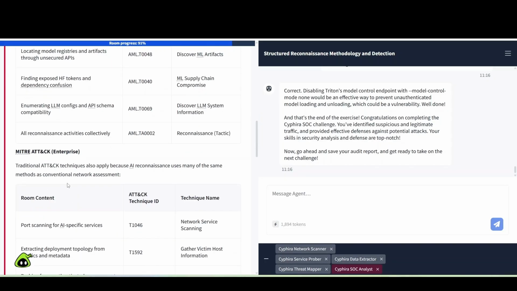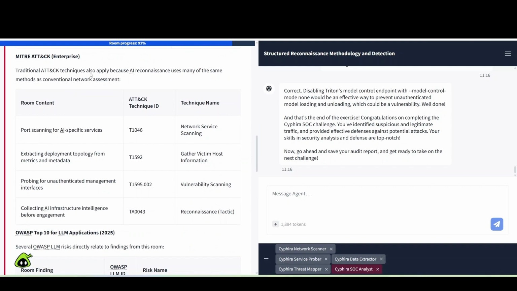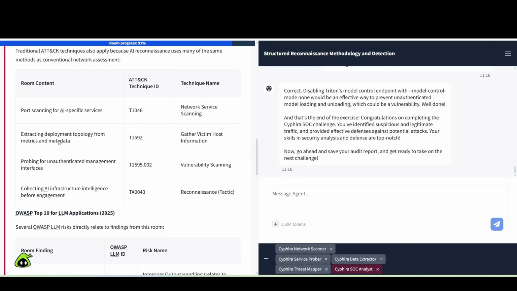We have MITRE ATT&CK Enterprise. So the traditional attack techniques also apply because AI reconnaissance uses many of the same methods as conventional network assessment. I believe I mentioned that earlier, where I said if you've ever taken an ethical hacking or pen test course, they go through the same or similar methodologies here, and you just apply it to AI. So we have room content, attack technique ID, and technique name. So port scanning for AI specific services, T1046 network service scanning. So you can see the rest there.